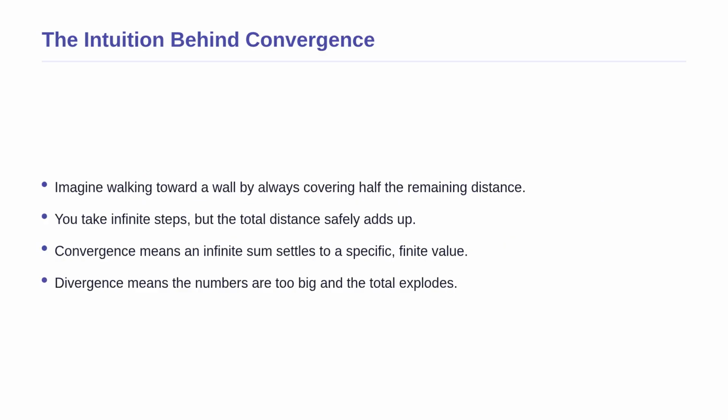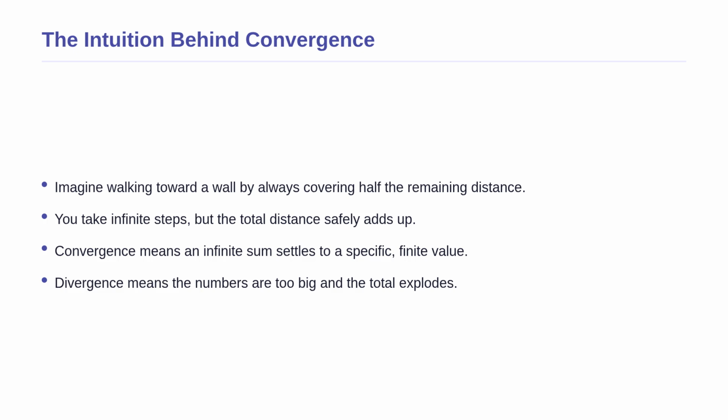Let us start with a simple, intuitive idea before we look at any equations. Imagine you are walking toward a wall that is exactly 10 meters away. For your first step, you walk half the distance. For your next step, you walk half of the remaining distance. If you keep doing this forever, adding smaller and smaller steps, you will never actually crash through the wall. Instead, the total distance you travel safely adds up to exactly 10 meters.